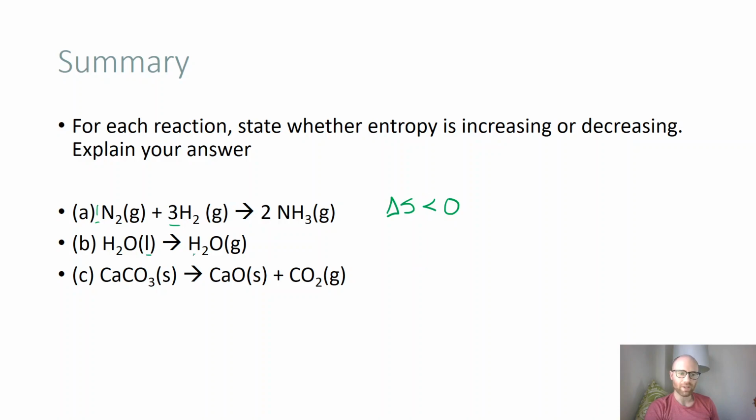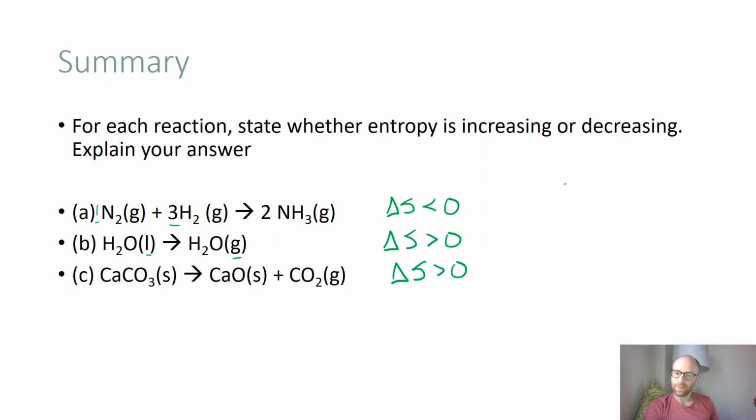For the second example, it's both the same substance, but it transitions from a liquid to a gas. And so here the delta S is going to be greater than 0. And then for the bottom one, we're going from one solid to one solid plus one gas. So because we've got more particles and more gases, it's going to be positive.